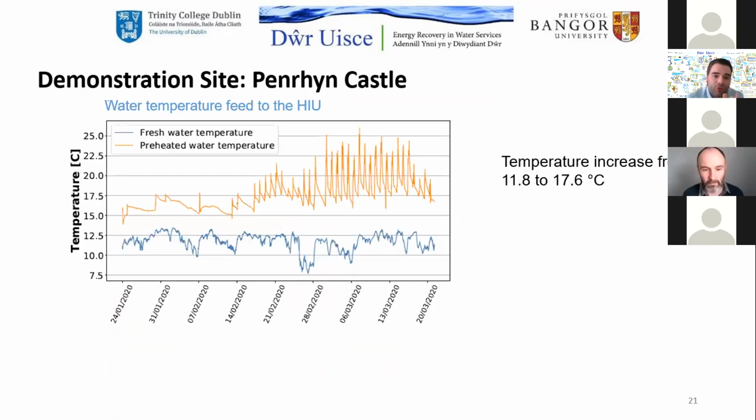And so basically we operated for 3 weeks, and the kitchen opened around 17th of February. So that's somewhere around here. And we saw an increase in temperature before entering the traditional heating system from around 12 to 17.5 degrees.